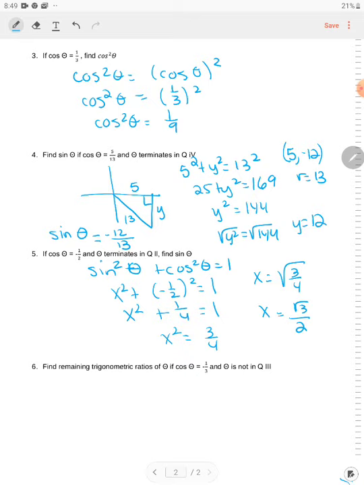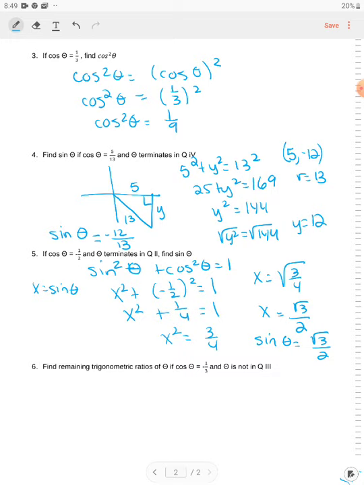Now let's think about it. In quadrant 2, sine is y over r. Okay, so I know what I have. So I said let x equal sine of theta. So I've done a replacement, so that I now know that sine of theta is equal to the square root of 3 over 2. Okay, so in this case, it's y over r, and y is positive, so I know it's square root of 3 over 2.